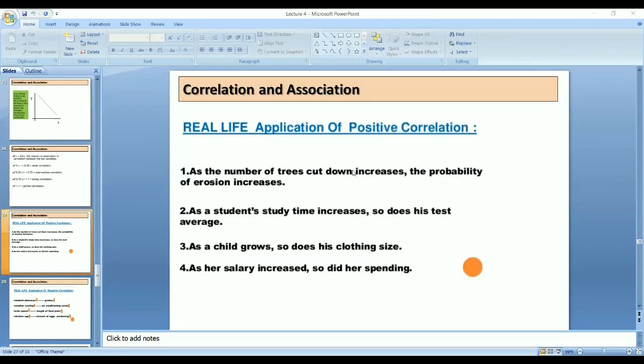So, real life applications of positive correlation. As the number of trees cut down increases, the probability of erosion increases. As the student's study time increases, the test average also increases. As a child grows, his clothing sizes also increase. As her salary increases, her spending also increases. This is a real life example where we can apply this correlation coefficient.